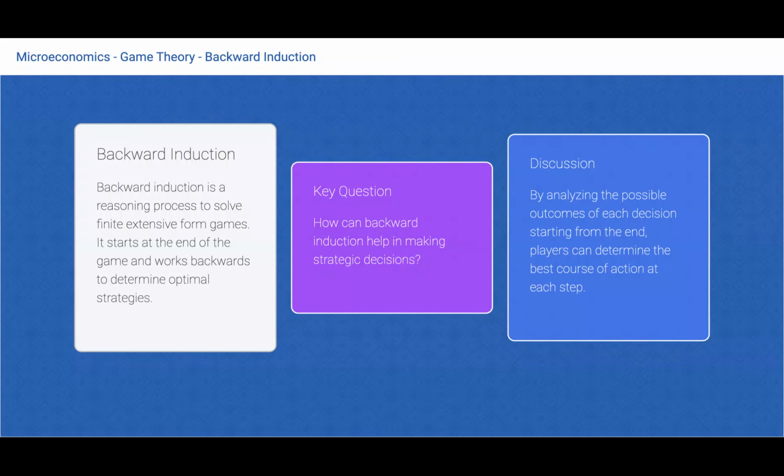This method helps in predicting the rational choices players would make in a game. Understanding backward induction can provide insights into strategic thinking and decision-making in various competitive situations.